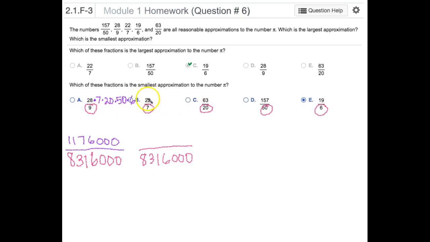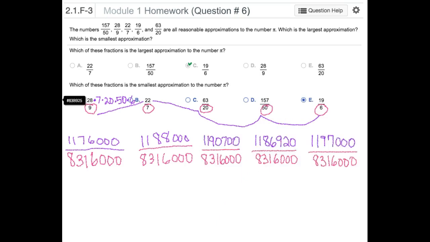In the numerator, though, we have to think about, okay, what would I multiply 22 by? Well, I don't want to multiply it by 7, I want to multiply it by the 9, the 20, the 50, and the 6. All the numbers in the other denominators is another way to say that. And if I do that, I end up with 1,188,000. There we go. Okay, and so I'm going to continue that process for C, D, and E.